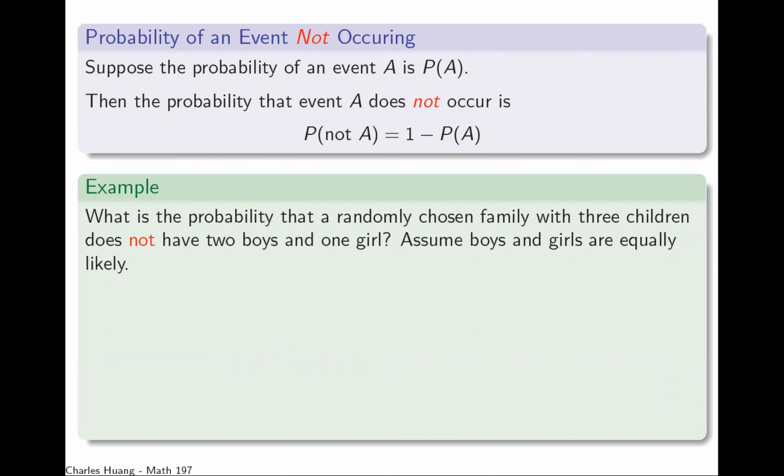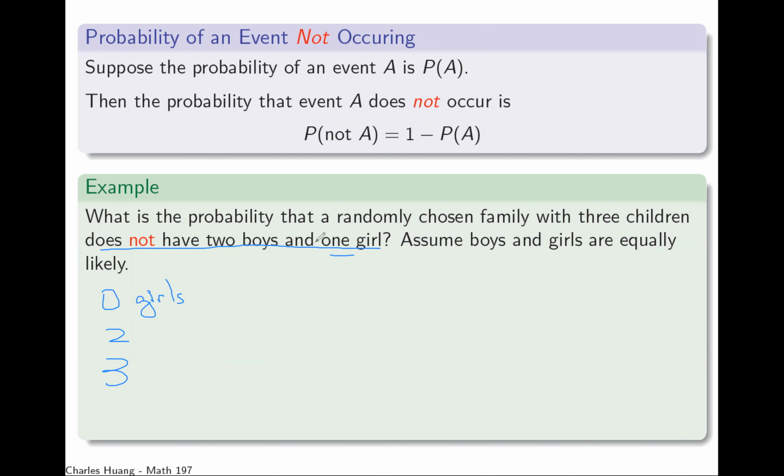Now, let's think about the family with 3 children again. In this case, we want the probability where we do not have 2 boys and 1 girl. And this is a little bit hard because if we want to do it the long way, we have to think about what's the probability of finding 0 girls? Right, 0 girls. And what's the probability of finding 2 girls? And what's the probability of finding 3 girls? And we have to add them all up. And that's a lot of work.